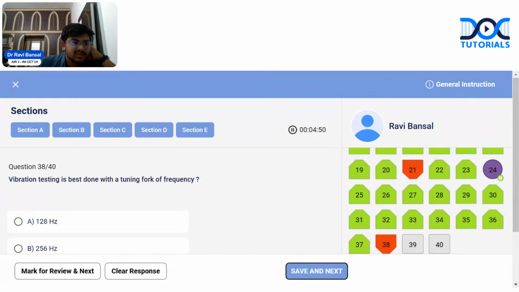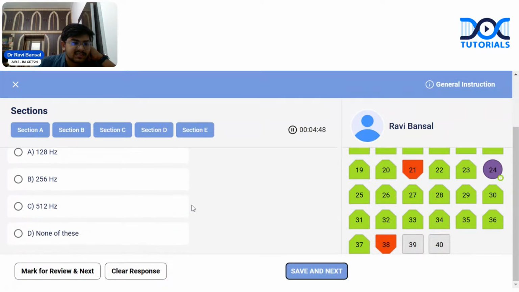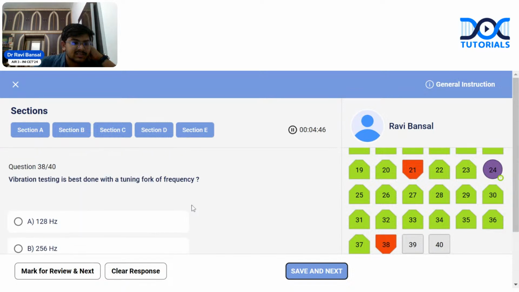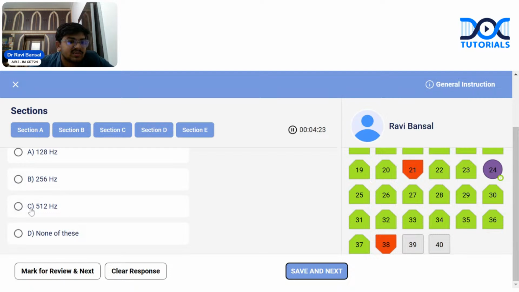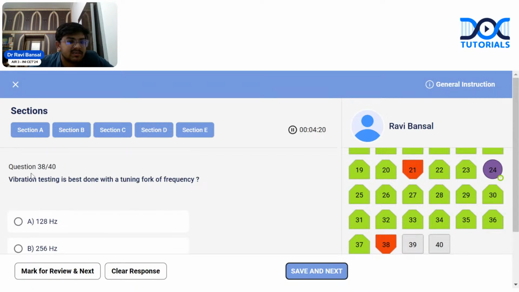Vibration testing is done with the tuning fork of frequency. We have four tuning forks. 256, 512 and 1024 hertz are used by the ENT people for hearing tests. 128 hertz is used by neurology people to check the sense of vibration. We put it on bony prominences. 256 and 512 are used by ENT people. They are asking for vibration testing, so we use 128.